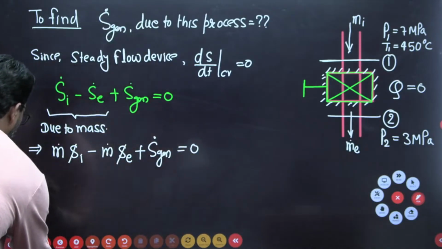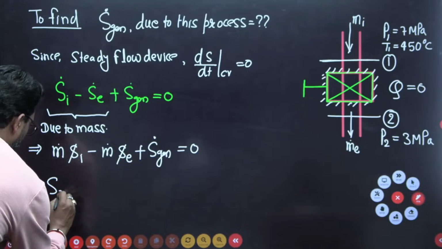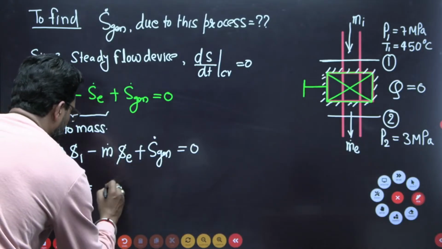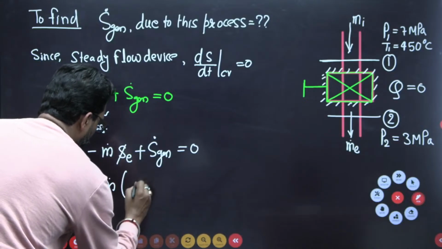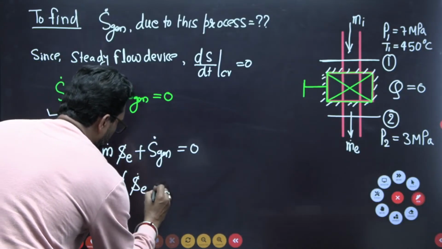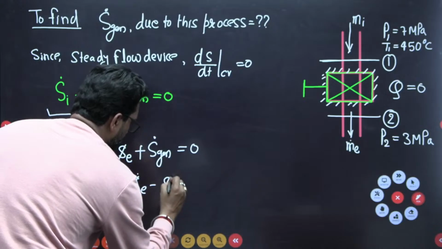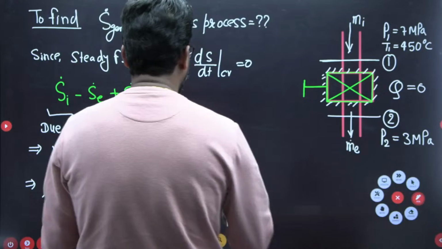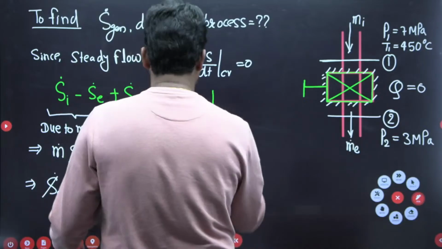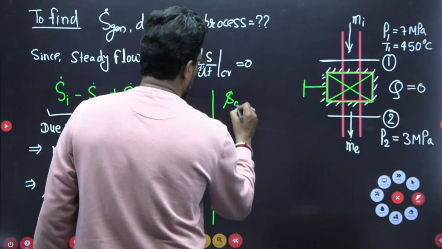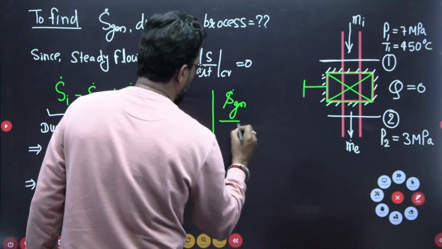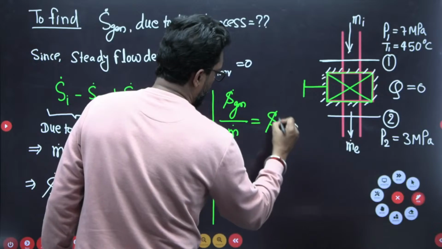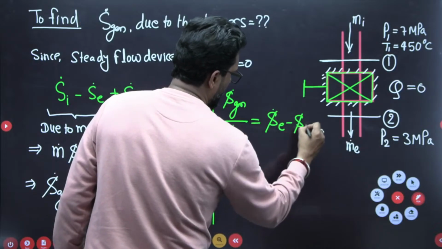So what is S generation? The rate of entropy generation is equal to m times exit entropy minus inlet entropy. Now if you divide by the mass, the rate of entropy generation divided by mass flow rate is equal to exit entropy minus inlet entropy.